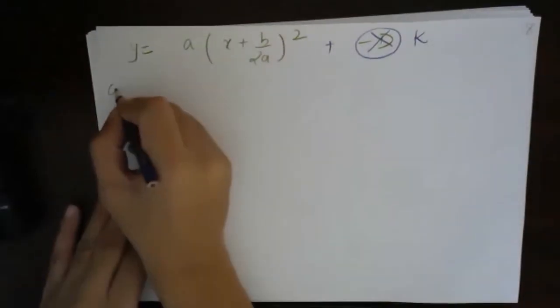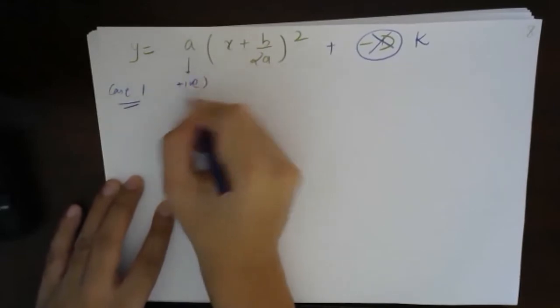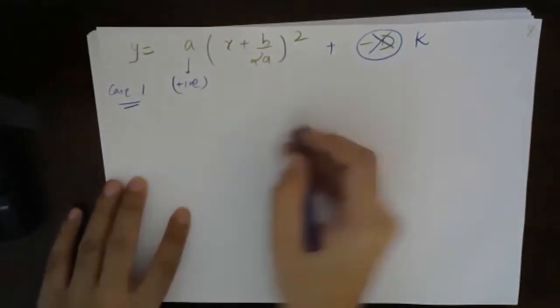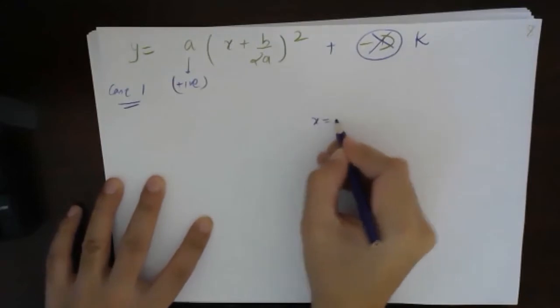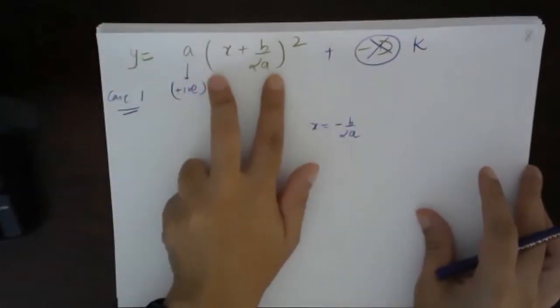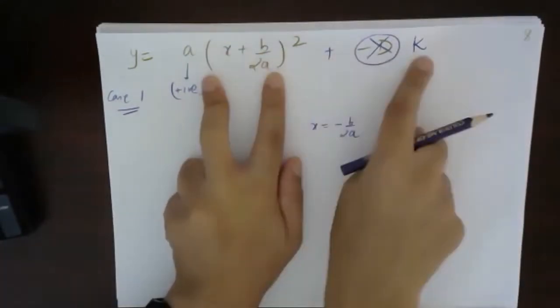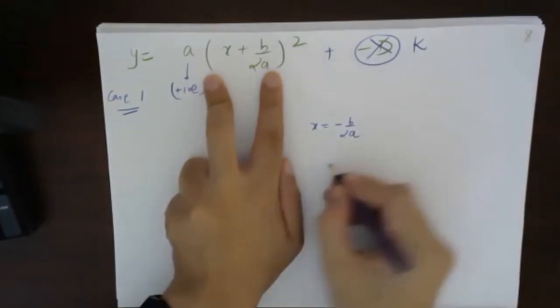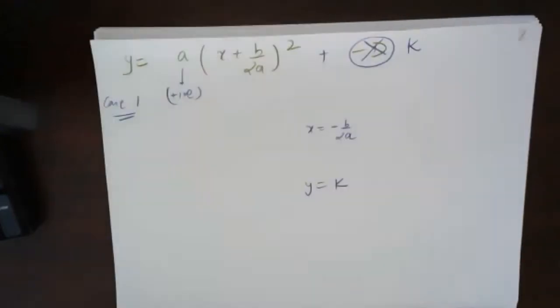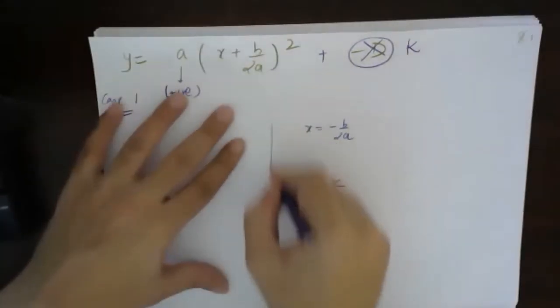Now case one is that a is positive. So first I will take x is equal to minus b by 2a. So what will this become? This will become 0, right? 0 into a is 0, 0 plus k, you will get k. So that means here y will be equal to k. Understood? This part is very much clear.